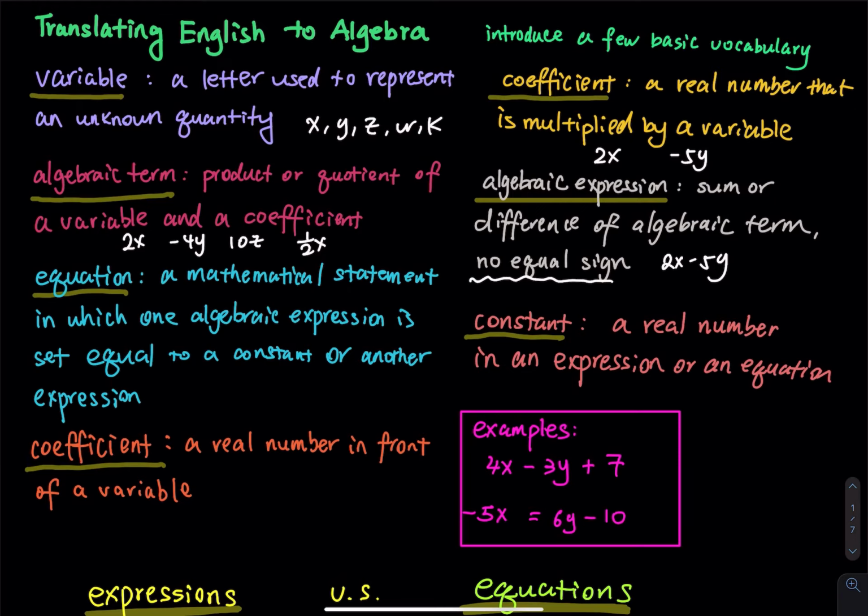What about an equation? The difference between an equation and an expression is that an equation has an equal sign, while an expression doesn't. An equation is a mathematical statement in which one algebraic expression is set equal to a constant or another expression. So what is a constant? The definition on the right: a constant is a real number in an expression or an equation. Let's say 5, negative 6, 1/2, negative 1/4, they are constants, because 5 is always 5. 5 is not changing. Negative 6 is negative 6, not changing. But on the other hand, x is a variable because x is changing. So a constant is just one real number.